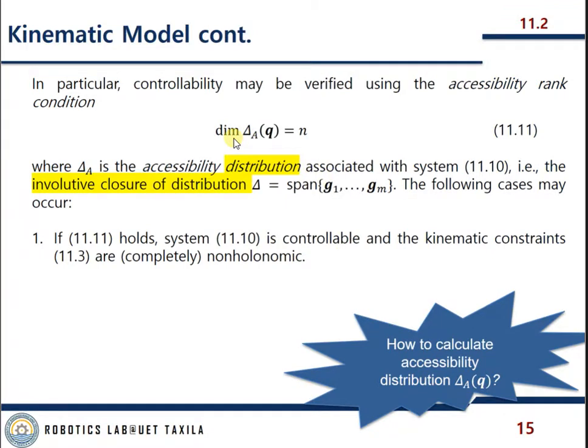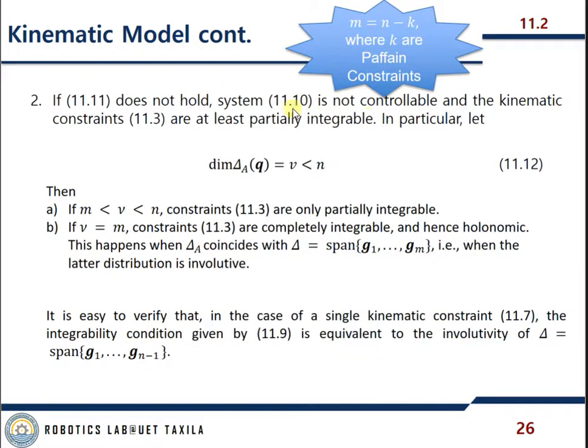This is the dimension of the accessibility distribution. This is equal to n. If this equation does not hold, then system 11.10 is not controllable, and kinematic constraints 11.3 are at least partially integrable. In particular, let's say that the dimension of the accessibility distribution is equal to v, which is less than n. Then if m, as we have discussed, is less than v and v is less than n, constraints 11.3 are only partially integrable. And if v is equal to m, constraints are completely integrable and hence holonomic.